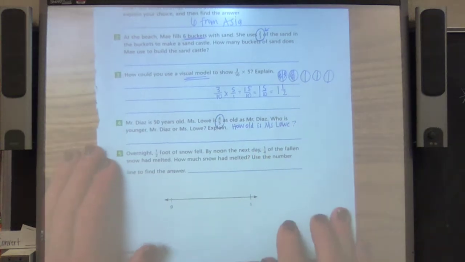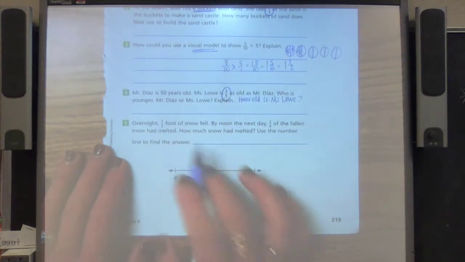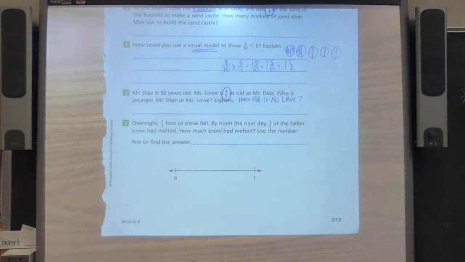Okay, number 5, overnight, a half a foot of snow fell. By noon, a fourth of the fallen snow had melted. How much snow had melted? Use the number line to find the answer.